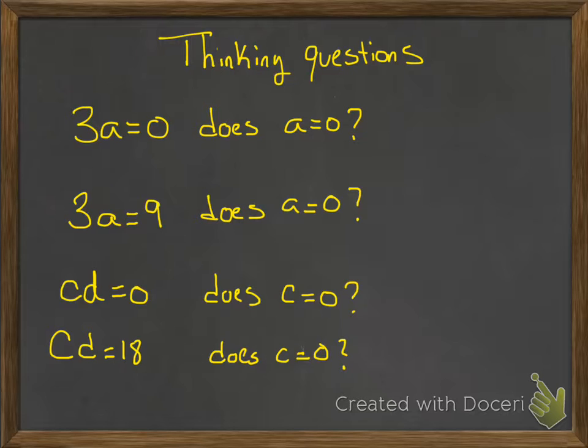And so here are a couple thinking questions. 3a is equal to 0. Does a equal 0? Or 3 times a equals 9. In that case, could a equal 0? CD equals 0. Does C have to equal 0? And C times D is equal to 18. Can C equal 0 in that case?